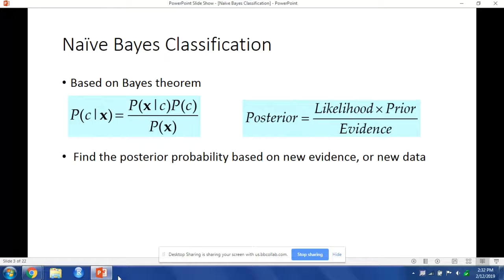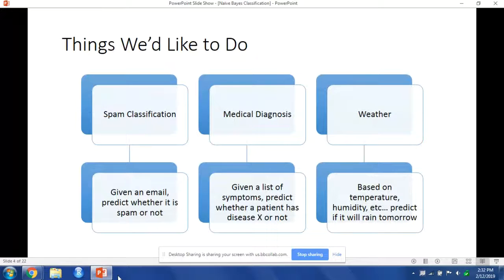Our new evidence will come from our training set. We'll have our prior probabilities given before we tested our training set. It'll make a little bit more sense, hopefully, as I talk about it.